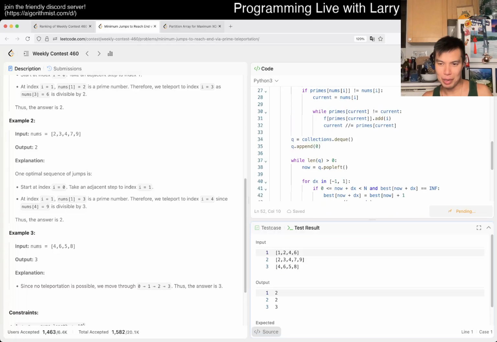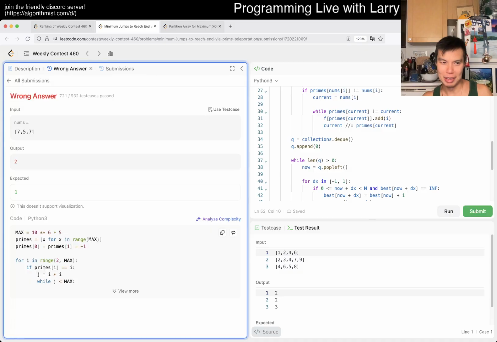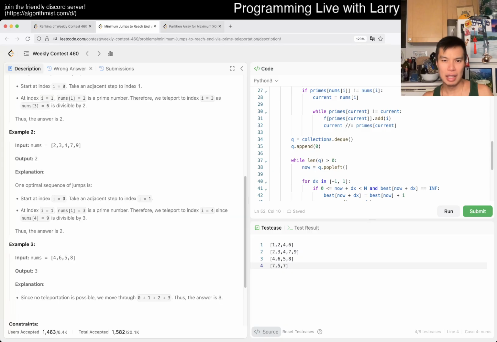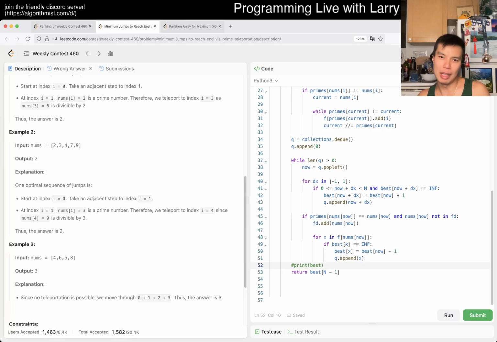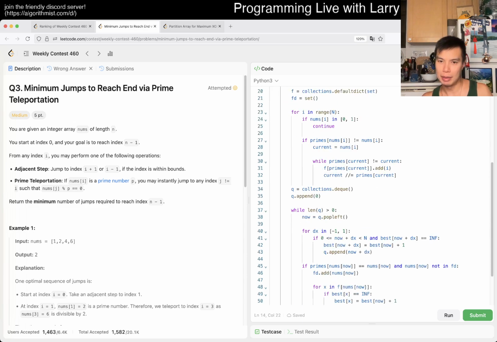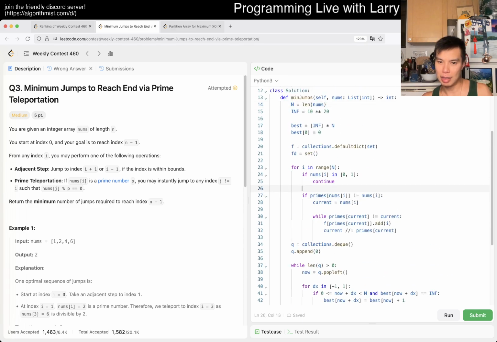All right, not a hard problem, but a dumb problem for me. I mean, and doubly so now. 757. Expected is 1. 7 to 7? I guess so, huh? I didn't think about that. I think I just didn't understand it correctly. I guess you can jump from a prime to any other prime, or the same prime, right? So I guess that's the thing, and we explicitly do not do that.